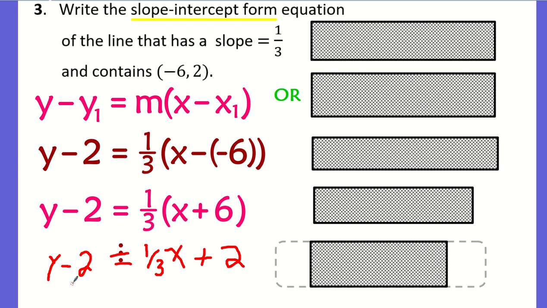And the last thing we would do is get rid of this -2 term by adding 2 to both sides. So in this situation, you would end up with y equals 1/3 x plus 4 in this example. Okay? And that's what you need to do in number 6.